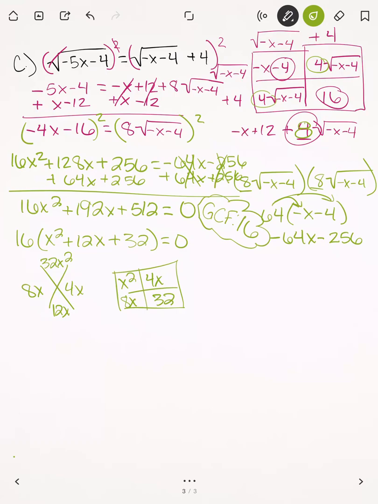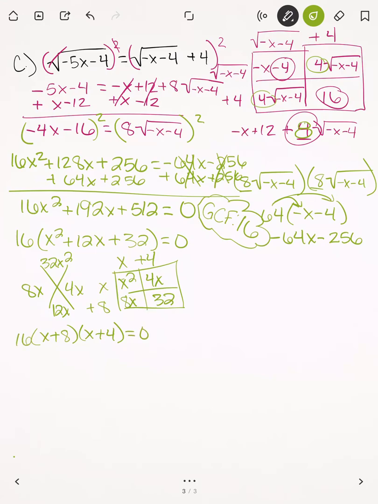8x and 12, slow down. X squared and 8x have an x in common. X times x gives me x squared. X times 8 gives me 8x, and x times a positive 4 gives me 4x. So my factors are x plus 8 times x plus 4, and it does not matter the order you write them in, equals 0.